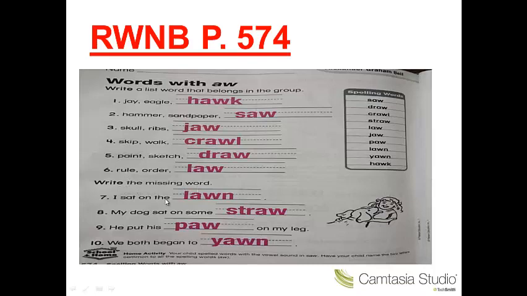Write the missing word. I sat on the lawn, the green grass. My dog sat on some straw. He put his paw on my leg. We both began to yawn. Yawn means we want to sleep.